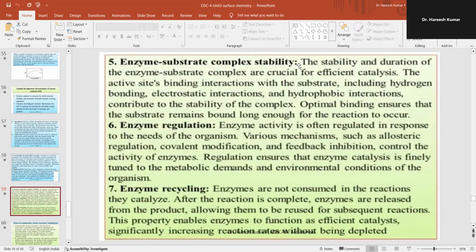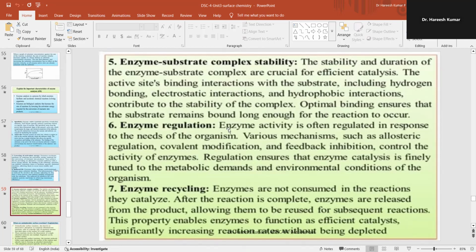Enzyme-substrate complex stability. The stability and the duration of the enzyme-substrate complex are crucial for efficient catalysis. The active site's binding interactions with the substrate, including hydrogen bonding, electrostatic interactions, and hydrophobic interactions, contribute to the stability of the complex. Optimal binding ensures that the substrate remains bound long enough for the reaction to occur.